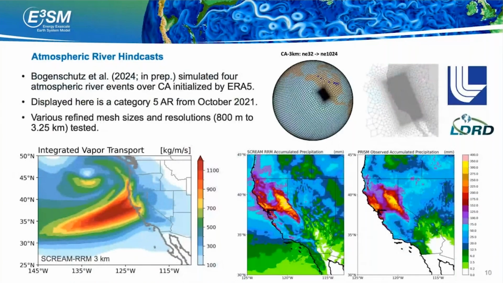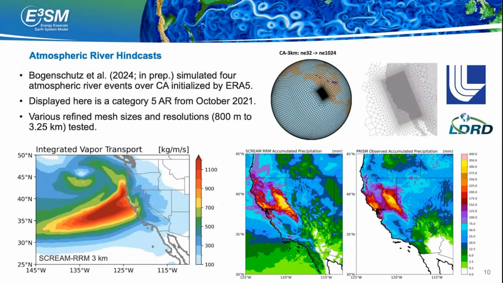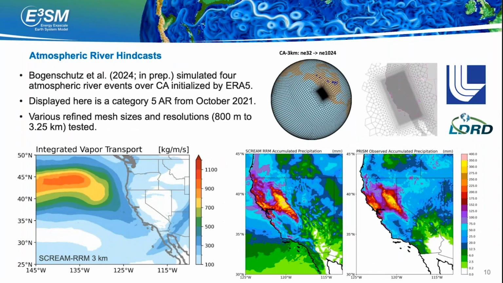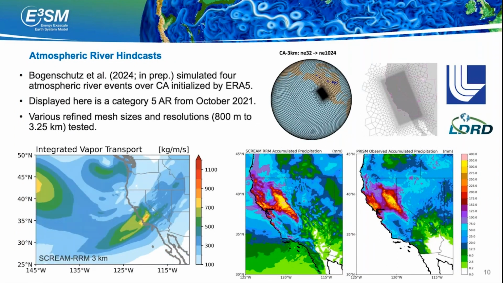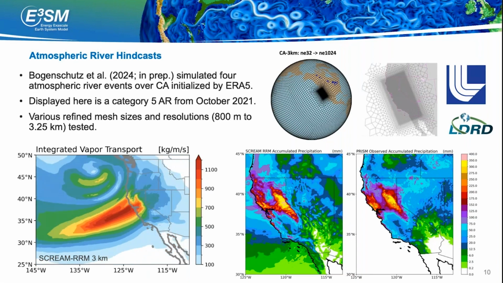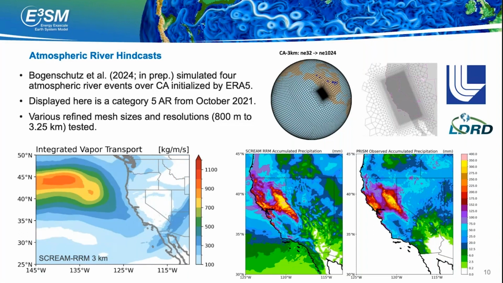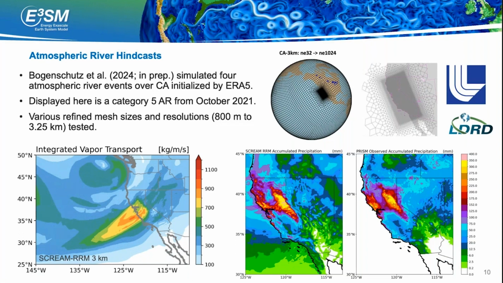Next slide, please. Another example of using SCREAM RRM to evaluate weather extremes is atmospheric rivers. Here we display the SCREAM California RRM grid on the top right panel, which has 3-kilometer resolution over California and 100-kilometer resolution over the rest of the globe. The size of the refined mesh of this domain is much smaller than one would typically expect for a refined domain, because this exact grid was used for long-duration climate simulations, which will be shown in the next slide.